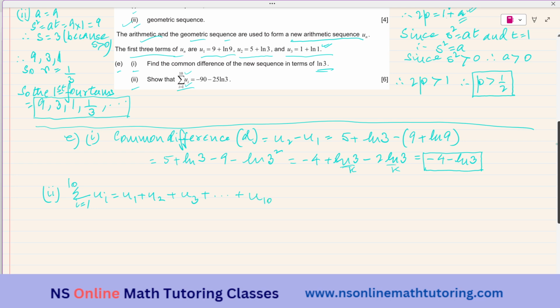And now in place of u1, I can write 9 plus ln of 9, plus u2, it is 5 plus ln of 3, and u3, it is 1 plus ln of 1. Okay. And plus dot dot dot up to 10 terms.